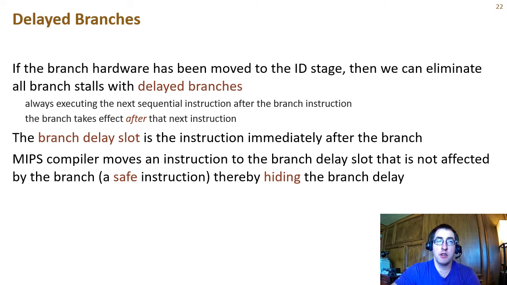Another approach to dealing with branches is called delayed branches. The idea is that the instruction following the branch instruction will always be executed. So the next sequential instruction in MIPS, at PC plus 4, will be executed after the branch instruction. You can think of it like the branch is effective after that instruction. The instruction in that location is called the branch delay slot. The compiler is generally responsible for finding instructions to put in branch delay slots that are safe to use.